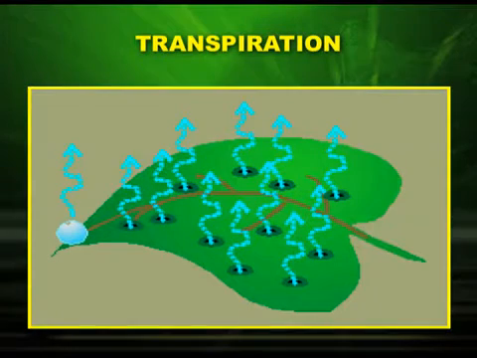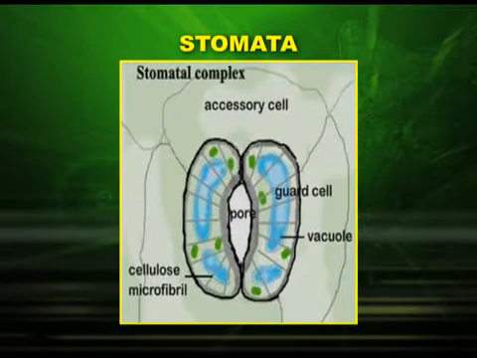There is another very important phenomenon that you have studied in earlier classes also, that is transpiration. You can see the water in the form of water vapor lost from the surface of leaves through the stomata, which are generally present on the underside of the leaves. To understand transpiration, let us have a look into the detailed structure of stomata.